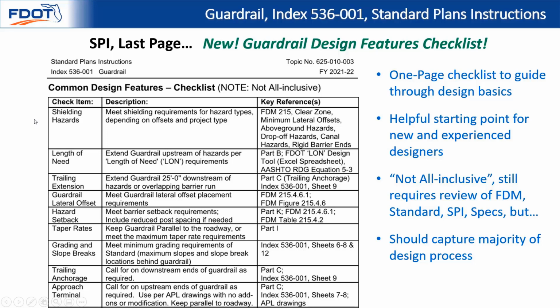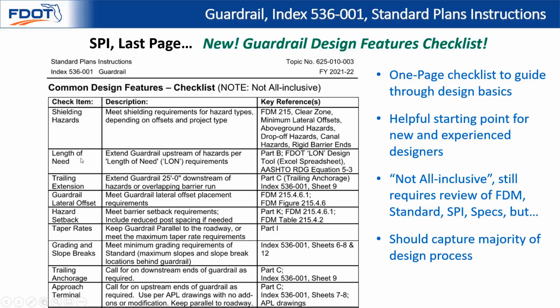And so just touching on a few of the topics covered here, you can see reading down the left side of the checklist, we start off with just basics of shielding hazards and considering shielding. We give some key references, the things you need to understand, clear zone, minimum lateral offsets, what above ground hazards are, and just basically deciding whether or not to shield a hazard and whether or not to use barrier. You need to look to FDM 215.